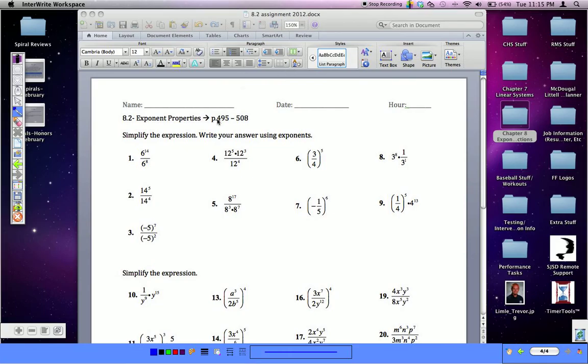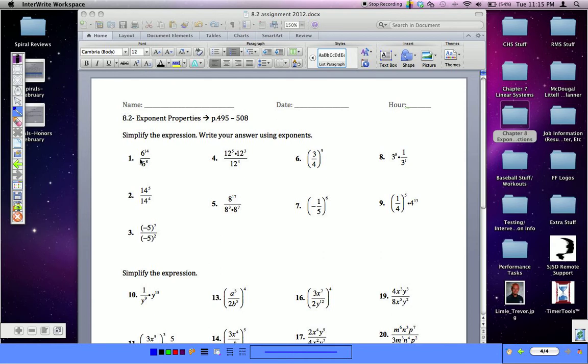Alright, ladies and gentlemen, I hope you worked well on 8.1. I hope you were able to figure out a little bit about the product of a power. Now, in the product of a power, you were dealing with powers being multiplied together. And we also had some that were powers taken to another power. In both those situations, we found the shortcut, figured out the rule.